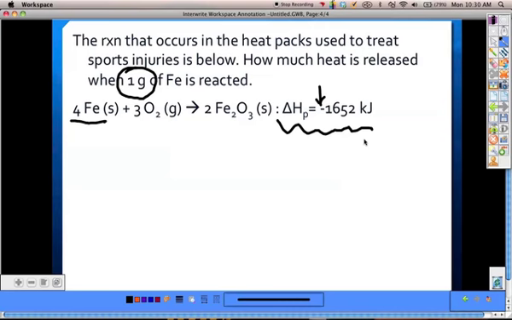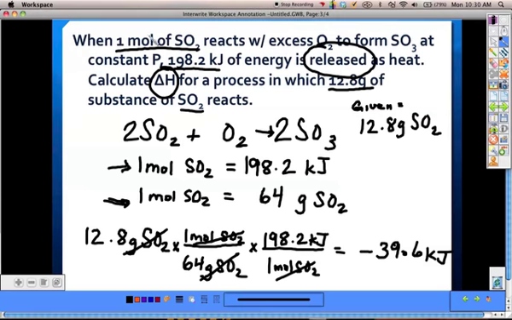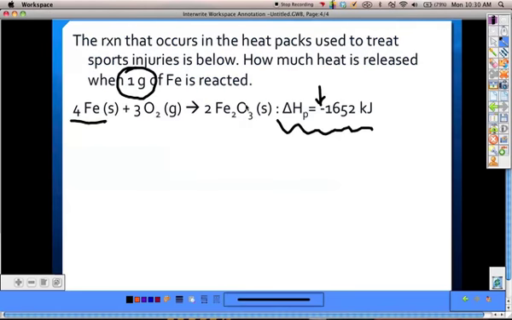So our conversion factors are slightly different this time. Last time it said, let's go back, it said for 1 mole of SO2. This time I have to look because it doesn't tell me specifically for 1 mole. It tells me for this reaction. So I need to look at the one that I'm looking at, which is iron, and see the value up front, because that's always the number of moles. So here my conversion factor is 4 moles of Fe is equal to this negative 1652 kilojoules.